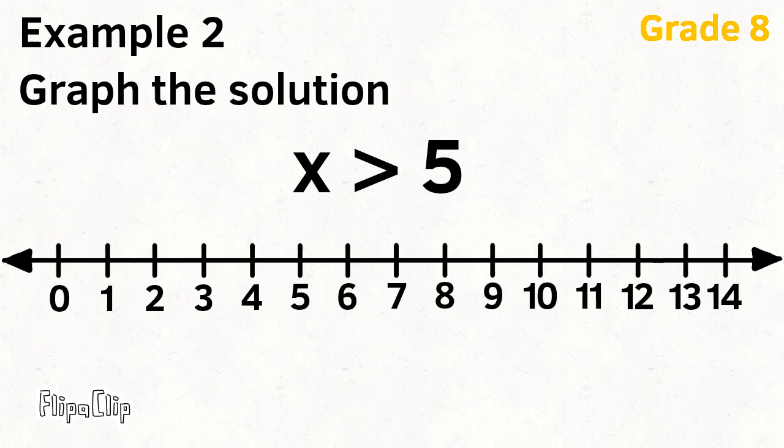The next step is to graph the solution on a number line. So first, we have to put a dot where the constant is, which is 5. And since the greater than symbol is a strict inequality, we have to use an open dot. Next, we have to plot a line. Since we are using the greater than symbol, the line must point to the right.